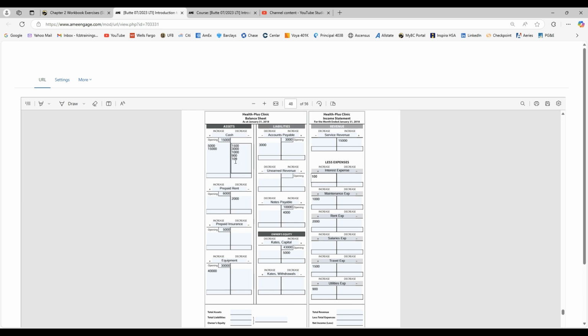Paid $4,000 in monthly salaries. So that'll be a salaries expense, and again, a reduction in cash.